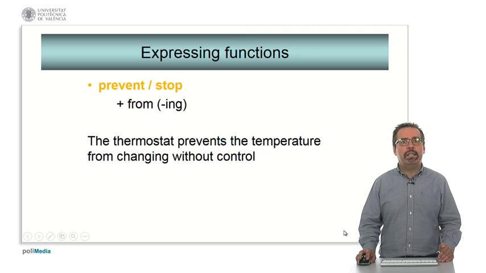And the last family is prevent or stop. This is a kind of negative function. They are followed by the preposition from plus the verb in ing. Exactly the same idea can be expressed with this family of verbs. The thermostat prevents the temperature from changing without control. It is important not to mix these constructions. Each family of verbs has a different expression, a different preposition, and a different construction.